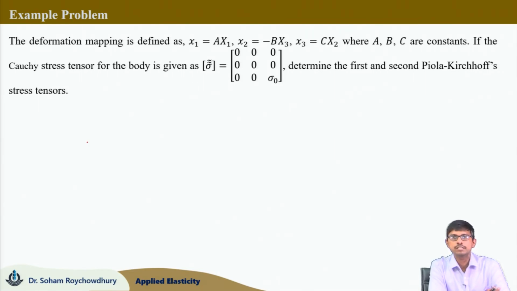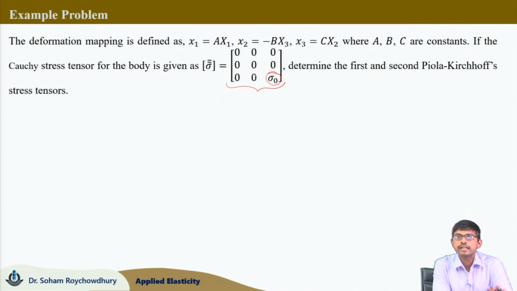Small x1 is equal to capital A times capital X1, small x2 is minus B capital X3, small x3 is equal to capital C capital X2, where A, B, C are some arbitrary known constants. If the Cauchy stress tensor of the body is given as this, all terms are 0 apart from the 3 3 term. So, the body is in uniaxial tension along the x3 axis, and the Cauchy stress tensor looks like this, only the sigma 3 3 term is non-zero.